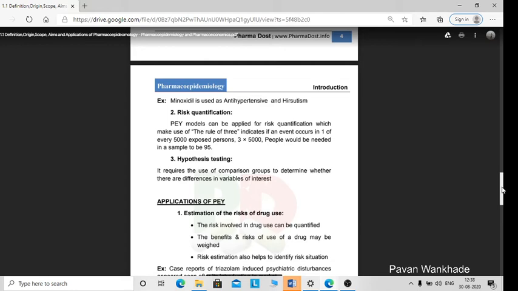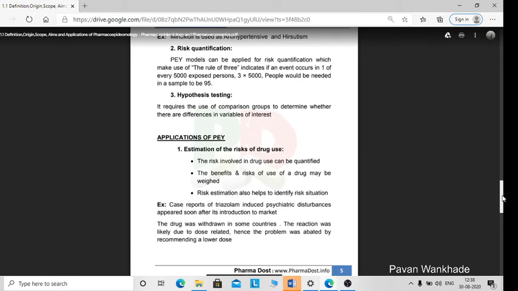Application of pharmacoepidemiology. Estimation of risk of drug use. The risk involved in drug use can be quantified, meaning how the risk involved in the drug is quantified. The benefit and risk of use of a drug may be weighed. Estimation also helps to identify risk situations.